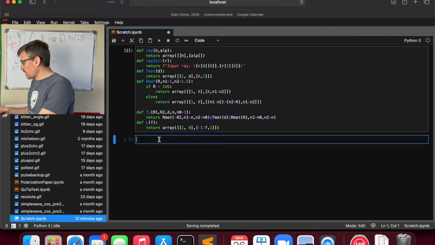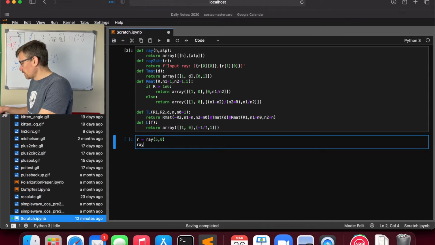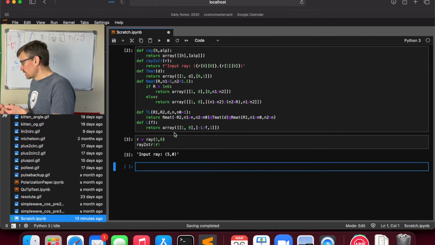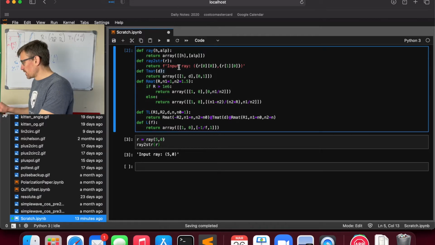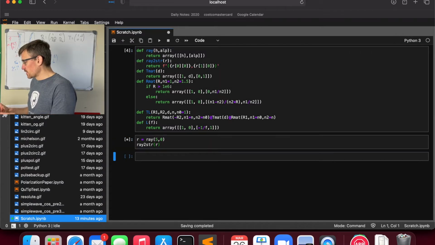And we're going to say R is equal to array with height 5 and 0. What does array to string tell us? Just make sure this works. Okay, so I'm going to modify this code just to return this string here. I don't care that it says input array. Okay, so that's what our array looks like.